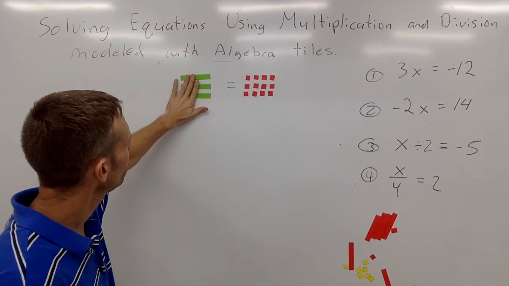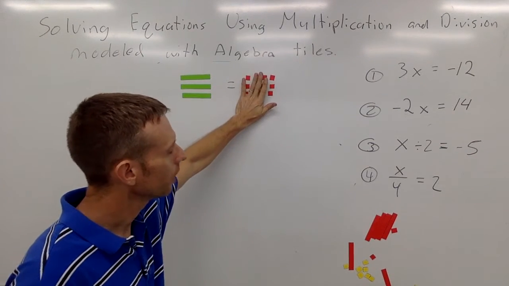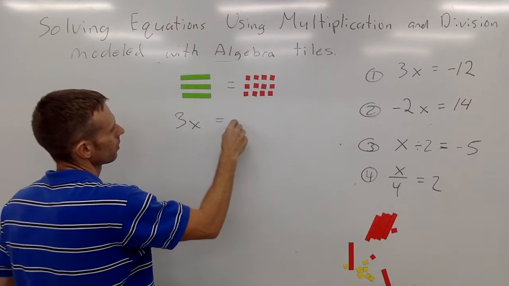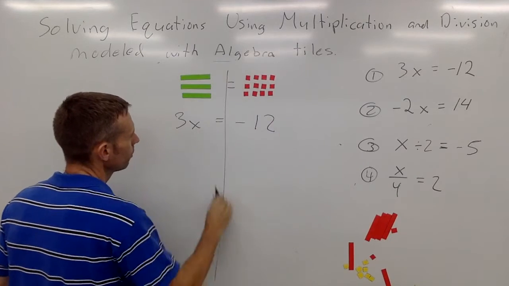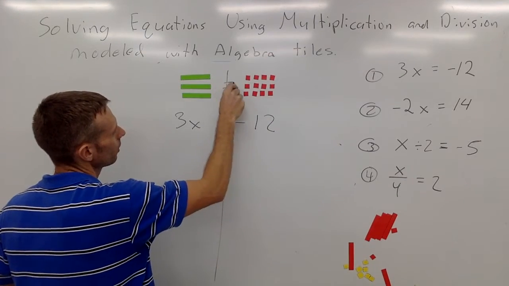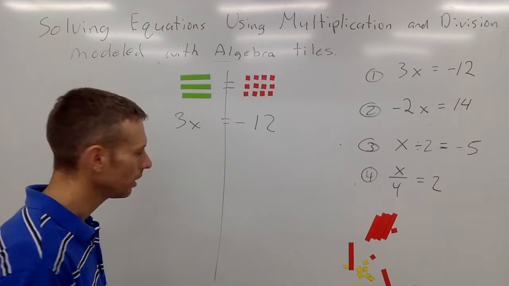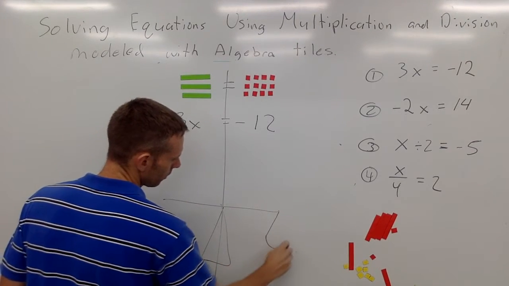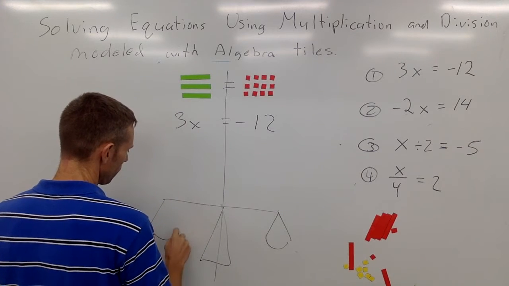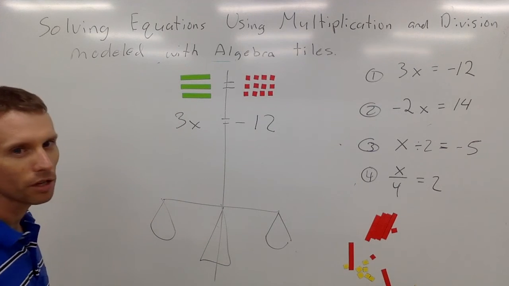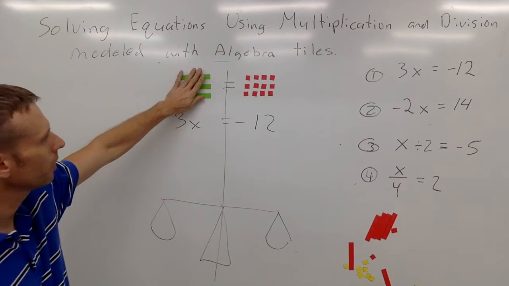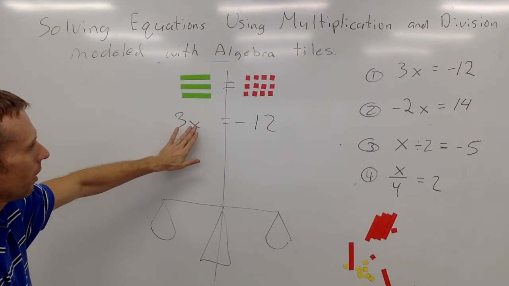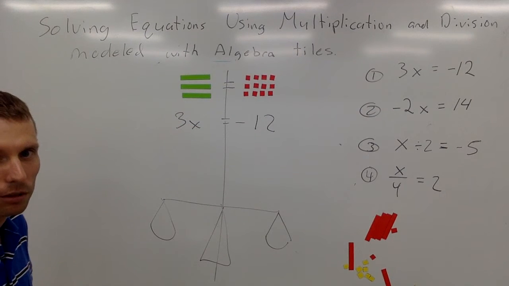So I have 3x over here and negative 12 over here. Okay, and I'm going to draw my line because I like to do that so that I know that whatever I do to the left side, I have to do to the right side. And then I'm going to go even. You don't have to do this every time, but this is how I picture it in my head, right? This is a balanced equation right now. 3x equals negative 12. My goal is to find out what x by itself actually equals.